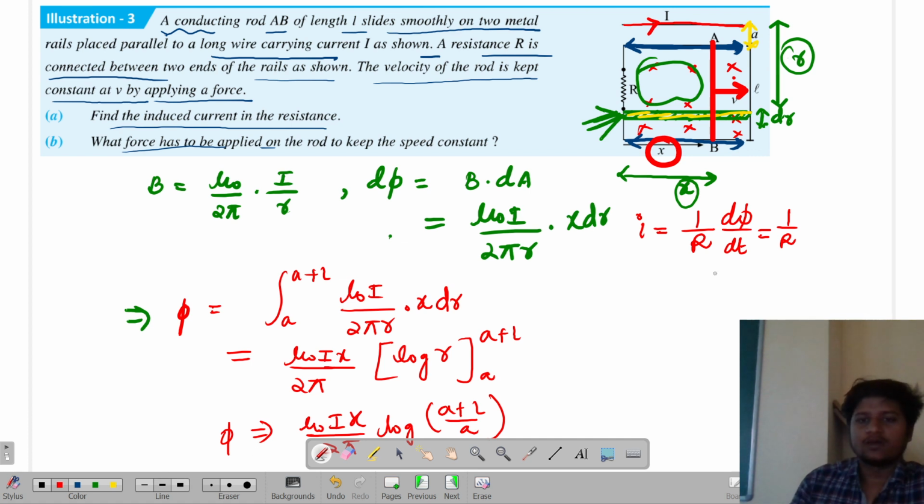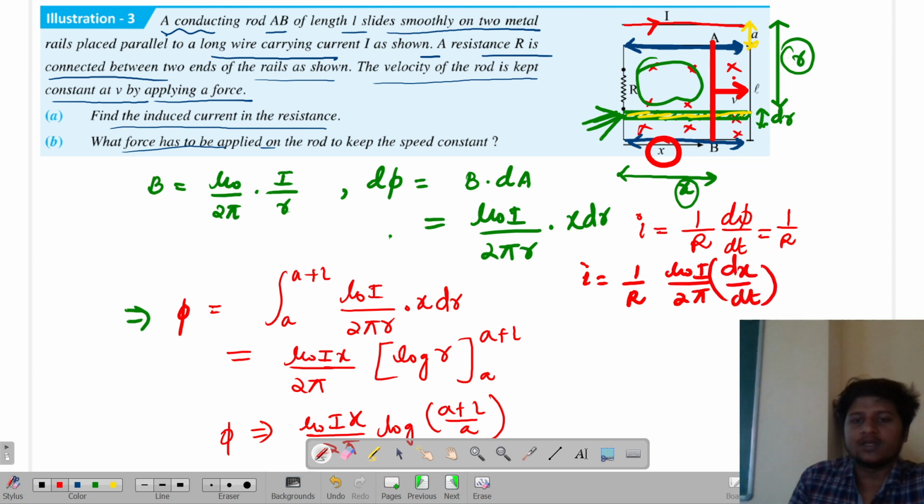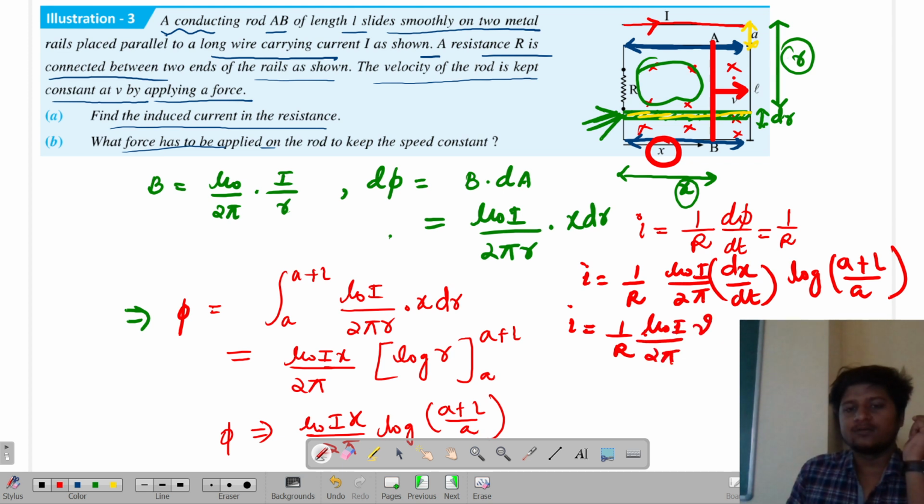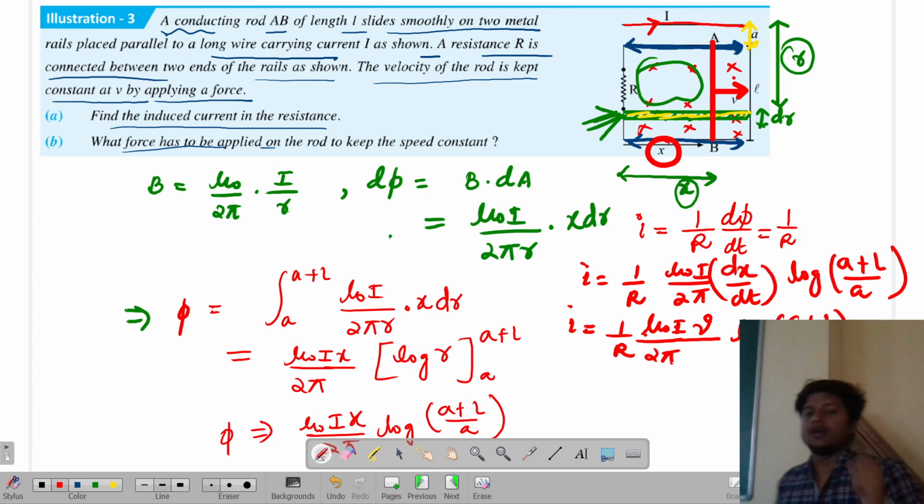So therefore, I should be equal to 1 by R times d phi by dt, which is mu naught I by 2 pi dx by dt, which varies with respect to time, into log of A plus L divided by A. So how much is the total current produced? 1 by R mu naught I by 2 pi. What is dx by dt? Velocity of the rod. Into log of A plus L divided by A. Is it clear or not? Do it fast.